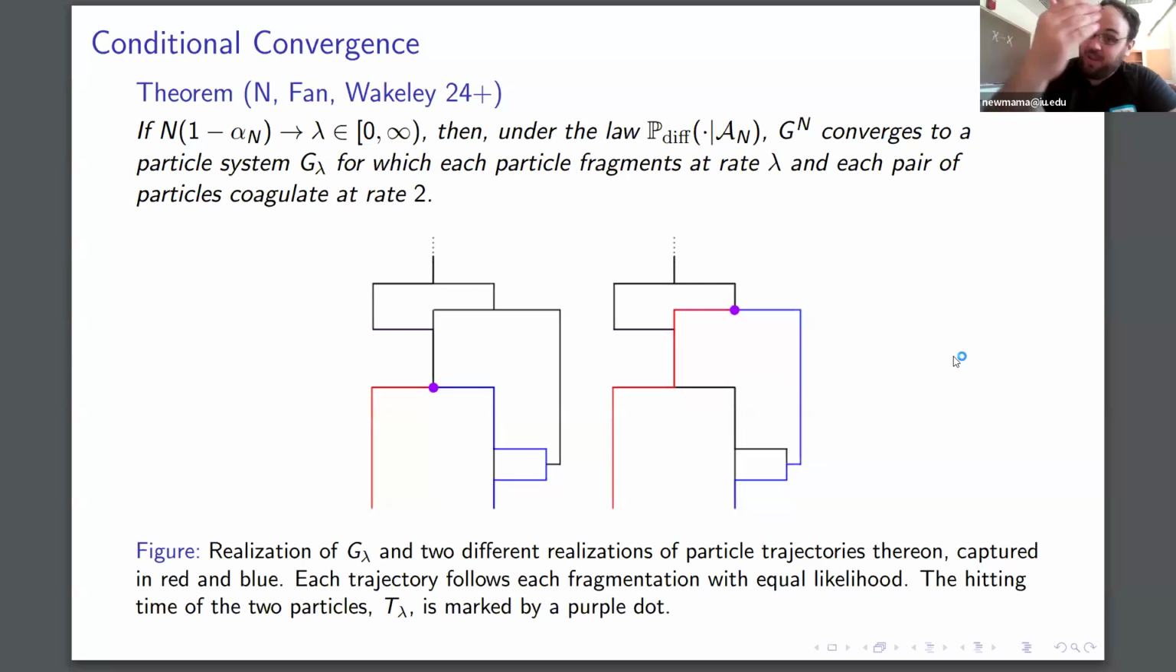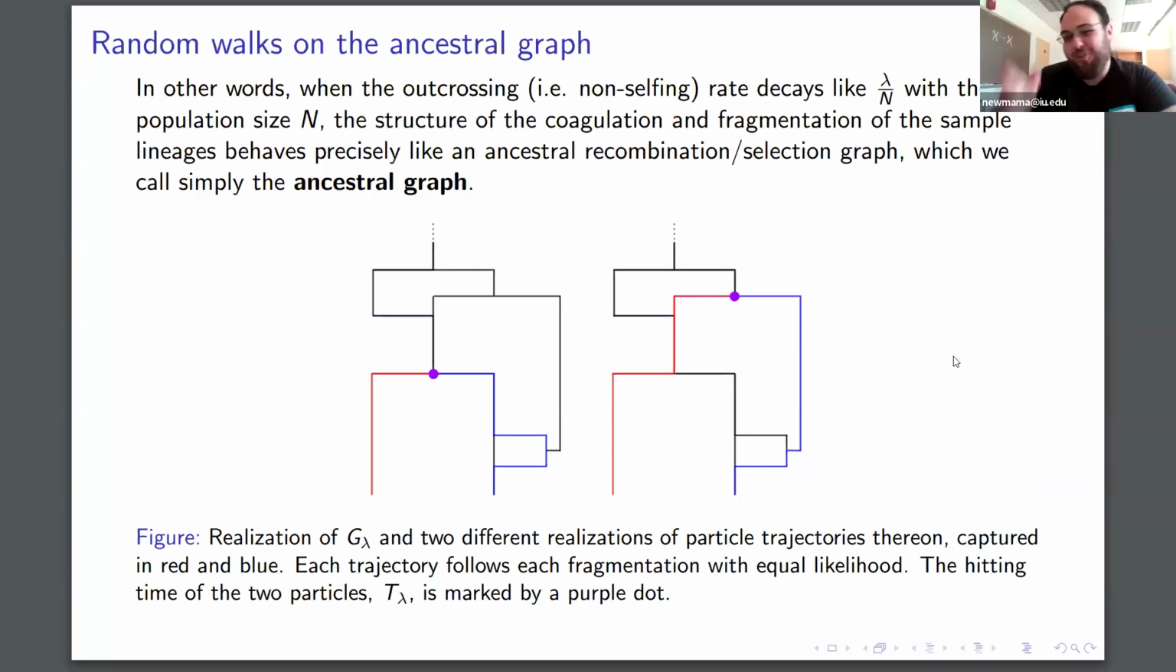It says that if you have this finite limit, then in fact, this discrete time graph with an appropriate time rescaling, again, it's the C1 time rescaling, converges to a particle system G lambda, where each particle fragments at rate lambda, and each pair of particles coagulate at rate 2, right? And that might seem a bit mysterious. What kind of process is that? Turns out it's not mysterious at all, right? It's just an ARG, an ancestral recombination or ancestral selection graph.